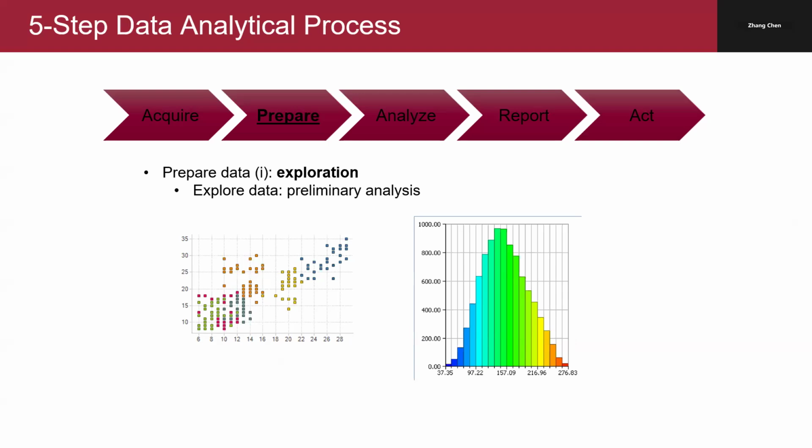In this step, we try to understand the data at a high level. We look at the basic statistics and simple visualizations, for example, scatter plots and histograms, like these two examples shown in the slide. The goal here is to answer questions like: what does the data look like? Are there obvious patterns? Are there missing values or outliers?